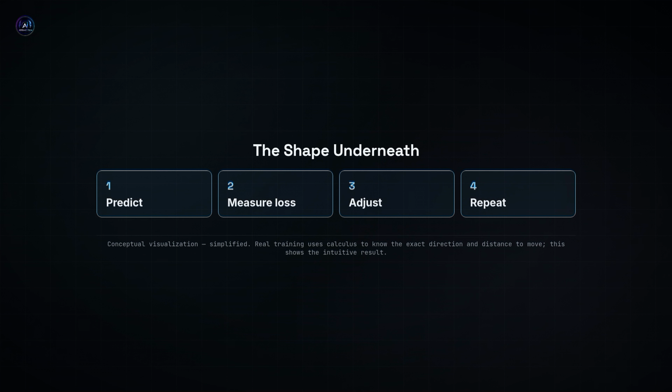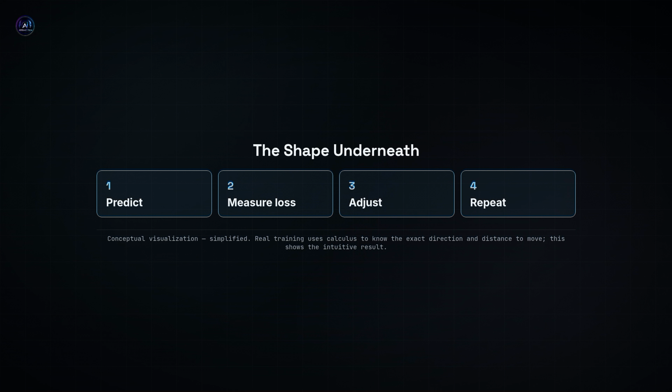Here's the general shape underneath it. Predict, using the current parameter. Measure the loss. Adjust the parameter to reduce that loss. Repeat. Quick honest note. Real training uses calculus to know exactly which direction and how far to move. What you watched is a conceptual visualization of the result, simplified, not the literal computation.